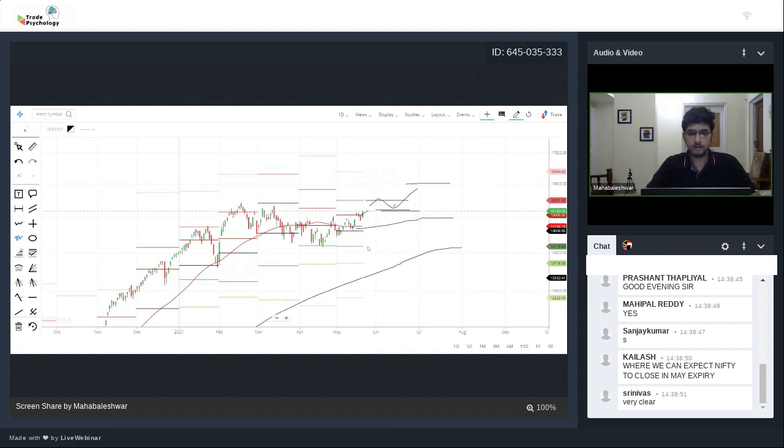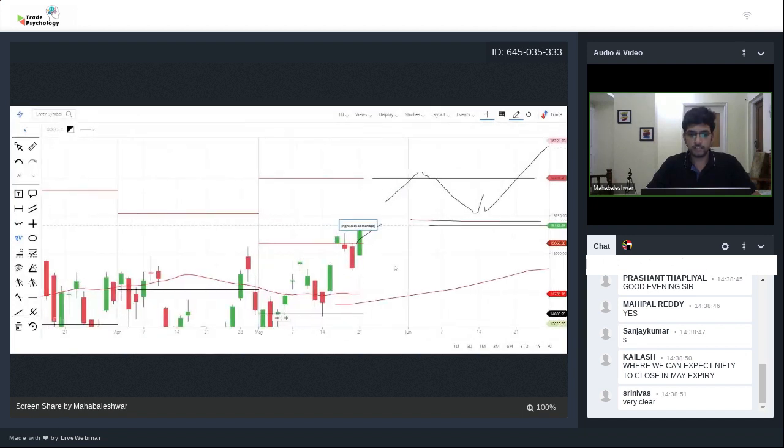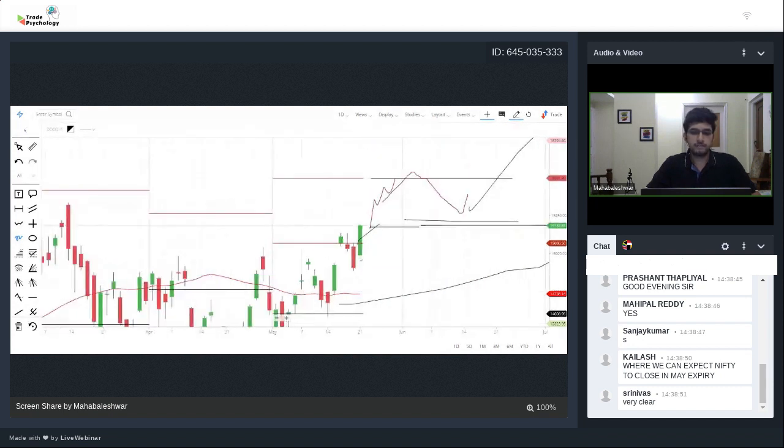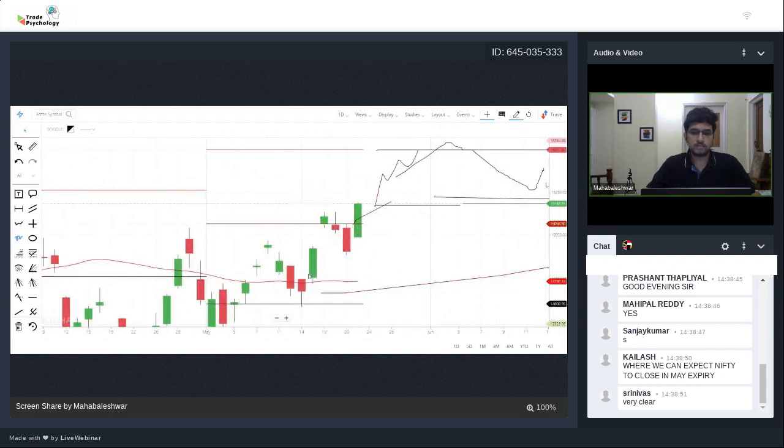You can see that currently for the May series, we have another 4 trading sessions, right? The expiry is on 27th of June. So in 4 trading sessions, Nifty can go up to this level. If you go back for the last 3 to 4 sessions, Nifty has moved from 14,750 to 15,250. It has moved almost 500 points, right?